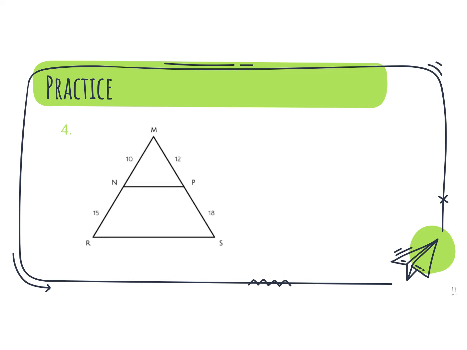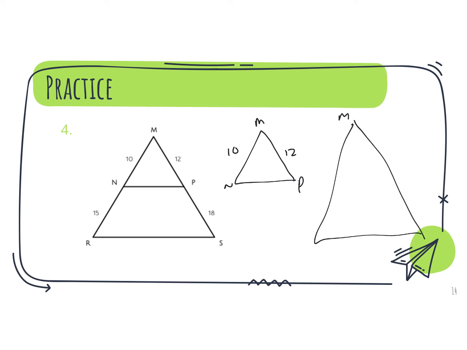Okay, so this one's a little bit of a trick because I have to consider this as two triangles. I have M, N, and P, where that is 10 and 12. Then I've got the much, much larger triangle. That's M. This entire thing would be 25. This entire thing would be 30. So now I don't know anything about this side or this side, and I don't need to.